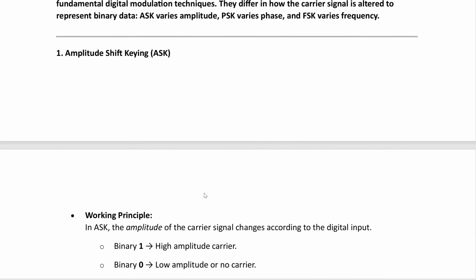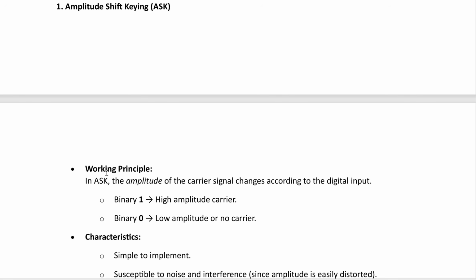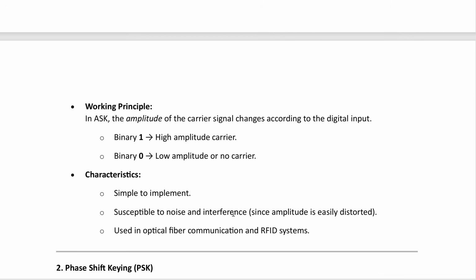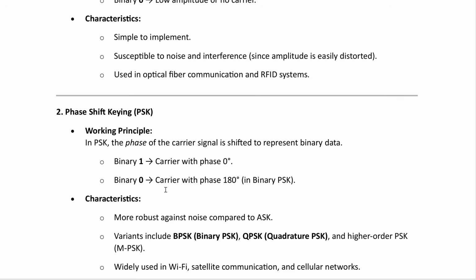First is amplitude shift keying, or ASK. The working principle behind amplitude shift keying says that in ASK, the amplitude of the carrier signal changes according to the digital input. Binary 1 represents a high amplitude carrier, binary 0 represents low amplitude or no carrier. Characteristics: amplitude shift keying is simple to implement. It is susceptible to noise and interference since the amplitude is easily distorted. It is used in optical fiber communication and RFID systems.